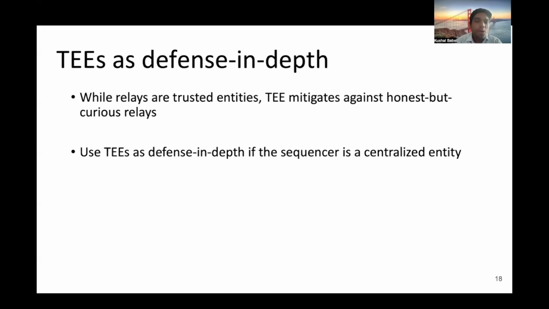But for PROF, we want to have stronger guarantees, and we want to bolster the guarantees. So you could have TEEs as defense in depth, where the PROF bundle merging, or the PROF transactions, are merged inside a TEE, such that even if the relay is honest but curious, it can still not learn the PROF transactions. And as we'll see, the PROF sequencer could be either a centralized entity or a decentralized protocol. But if it's a centralized entity, which is taking the protected order flow and assembling it into a PROF bundle, it's a good idea to run that in a TEE as well.